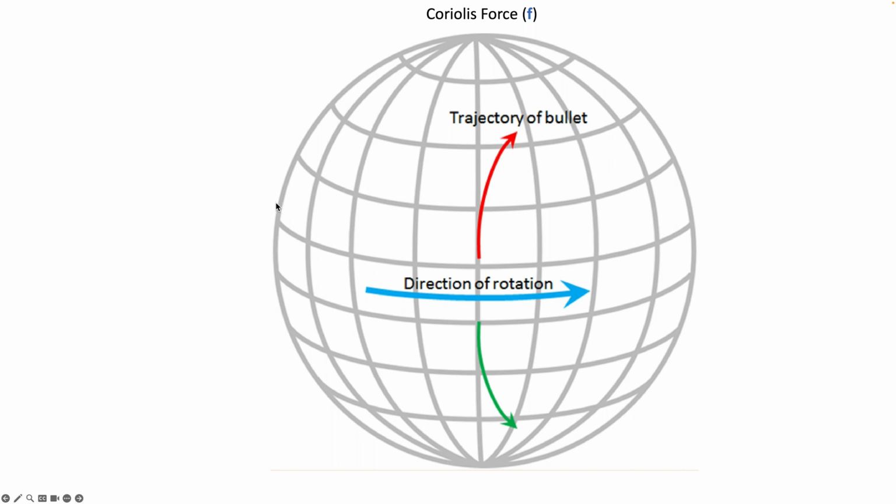And then as you move towards the North Pole, for example, the circle gets smaller and smaller until, when you're standing at the North Pole, the actual direction of rotation is still going to be west to east, but the actual, what we call radial velocity, is going to be zero.